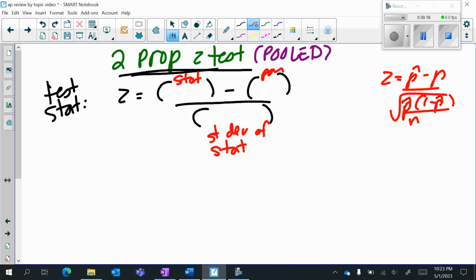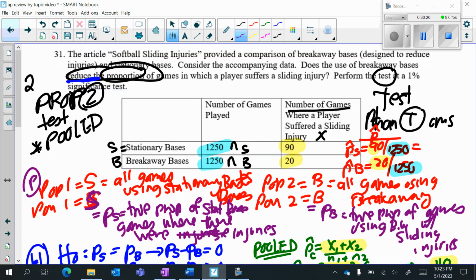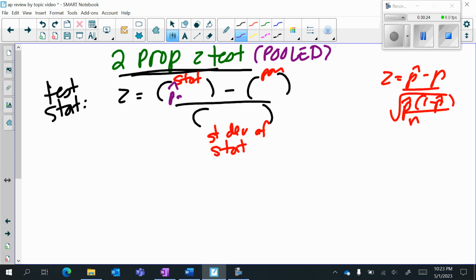The statistic symbols are going to be p hat 1 minus p hat 2. Remember, 1 is stationary and 2 is breakaway. So I'm just going to do p_s minus p_b. p1 minus p2, or p_s minus p_b, is what we're presuming equals 0 in the null. So it's going to become 0 and drop out.